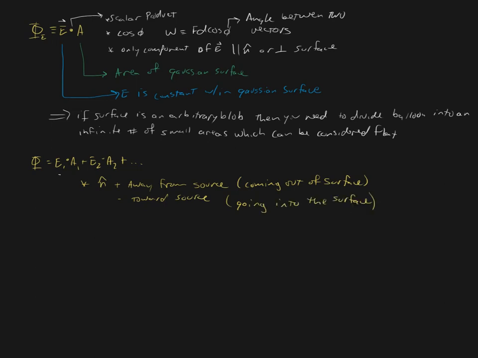And as you might imagine, we're not going to have 1, 2, 3, or even 100 areas to add up. We're going to have an infinite number of areas to add up. And that is integration. So basically what we have is this. Phi is equal to the integral of E dot dA. Now, what is the proper interpretation of E dot dA? What does this conceptually mean to us?